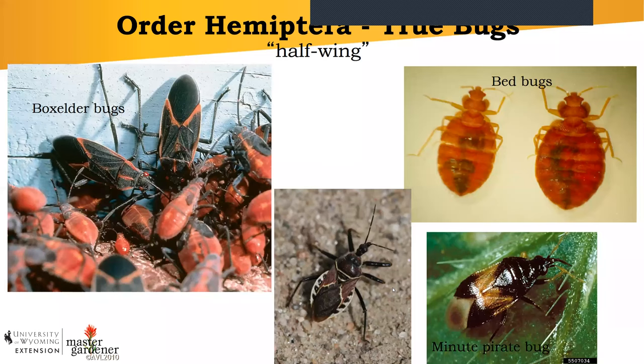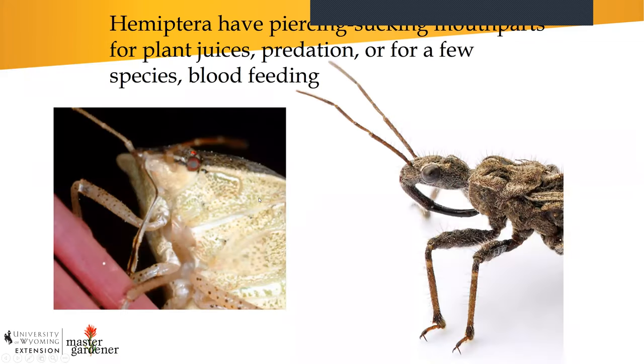The order Hemiptera, or true bugs, half wing is what that refers to. The members of Hemiptera used to all, if they had wings, have that feature. Now, bed bugs belong to this group, but they don't have functional wings, but other members did. So box elder bugs or coriid or a minute pirate bug, you can see this two-textured wing. They're still in Hemiptera, but the Homoptera have been brought into them.